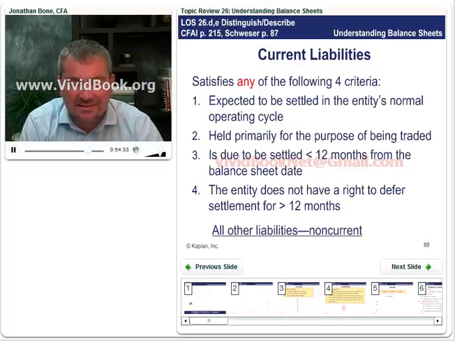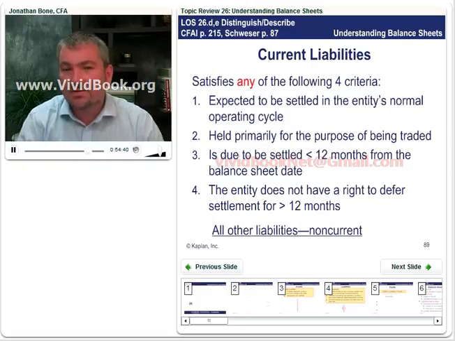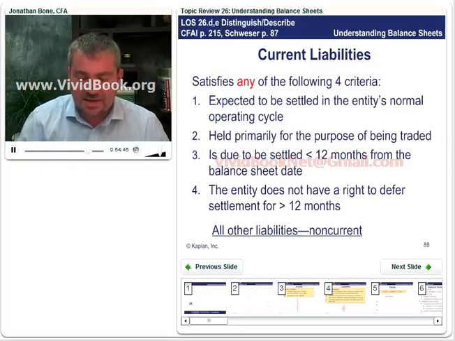That's what I tend to think of it as. Look, we're going to pay these off within 12 months. And of course that means the company cannot delay or defer payment for more than 12 months. If it doesn't meet this criteria, it's deemed to be non-current.